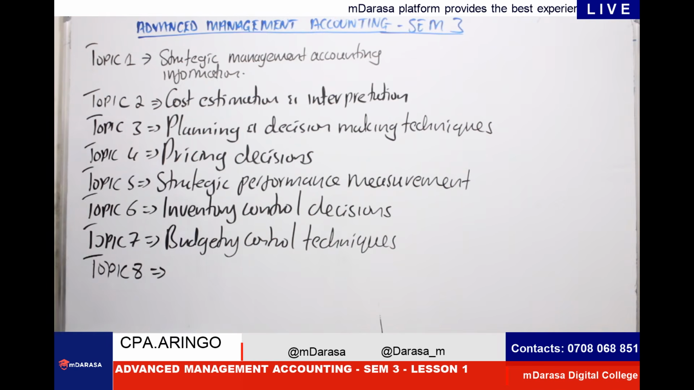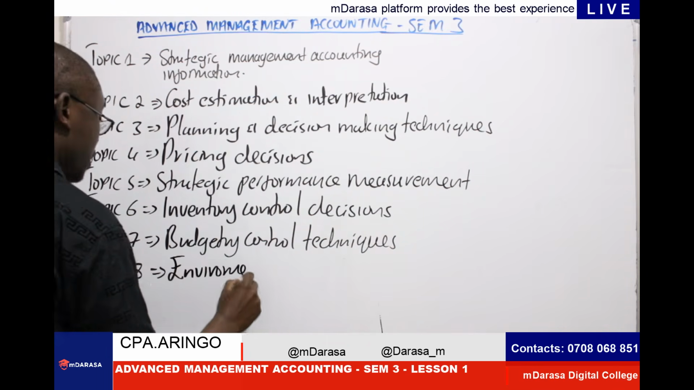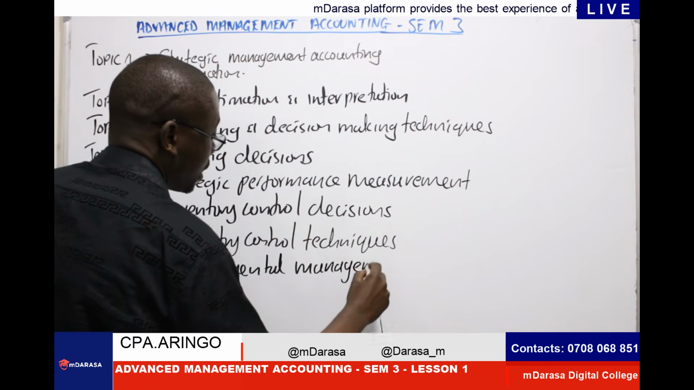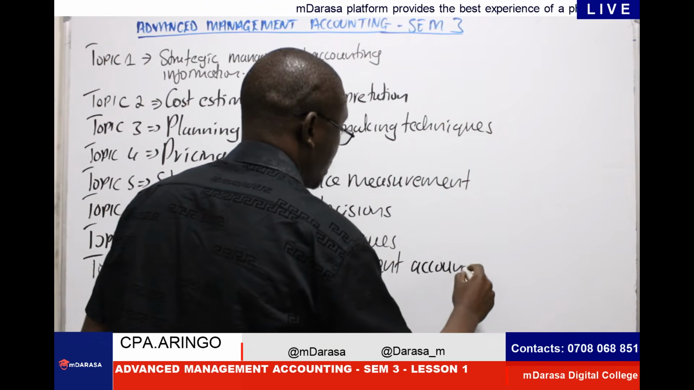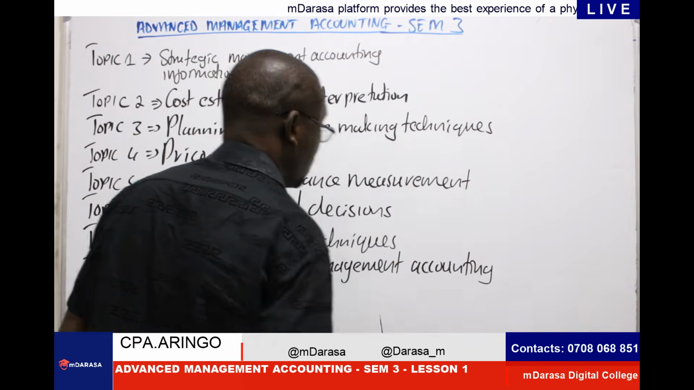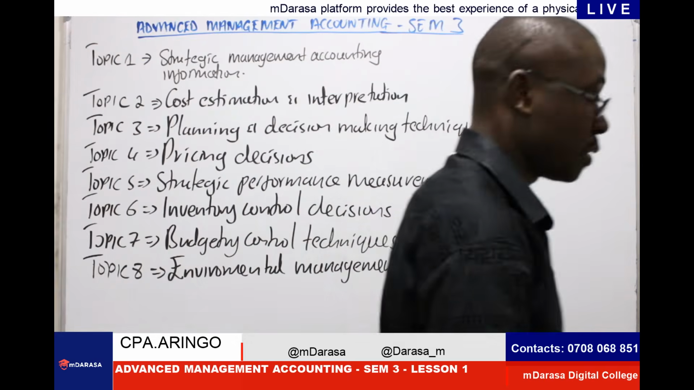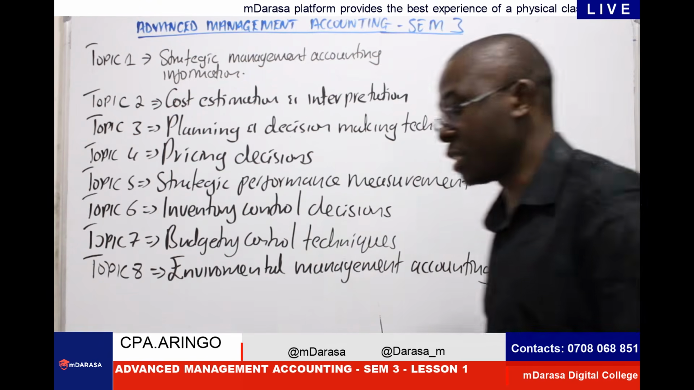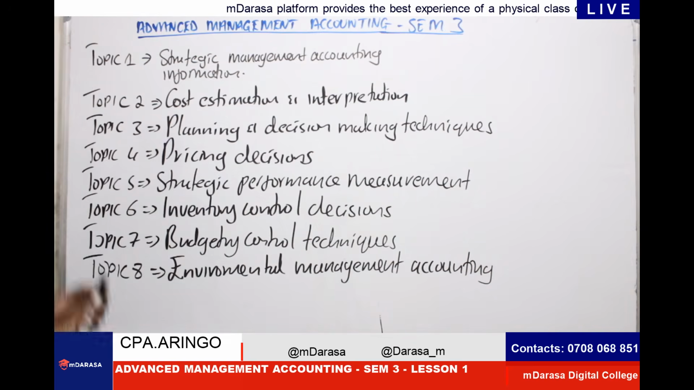Topic number 8 is what we are referring to as environmental management accounting. When looking at environmental management accounting, number 1, we need to understand that this is a theoretical part where we are required to consider the aspect of sustainability, where we need to understand, as management accountants, what is the most relevant element that you need to understand when dealing with these facts.